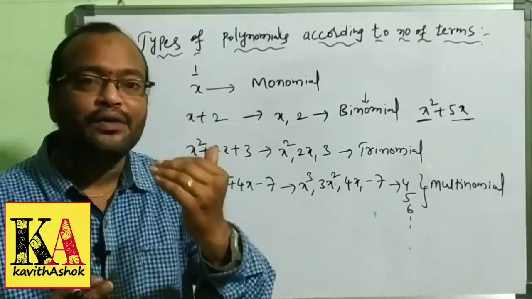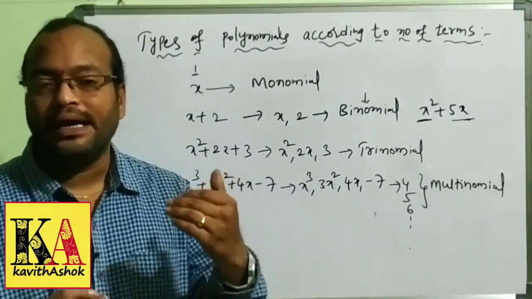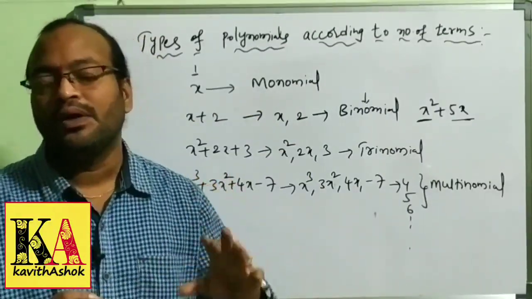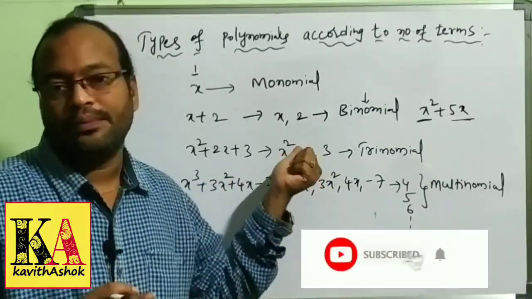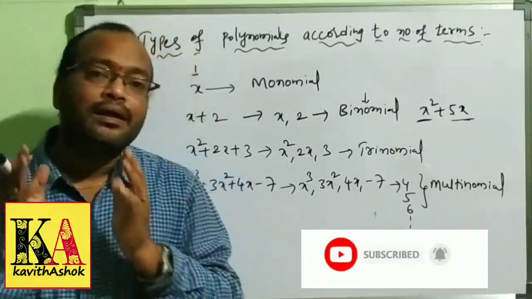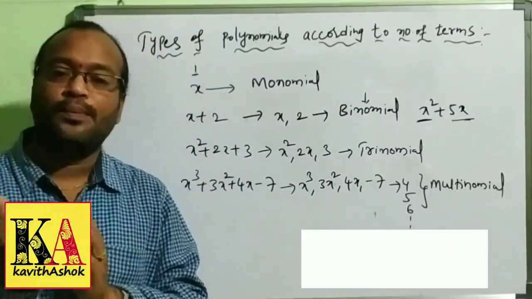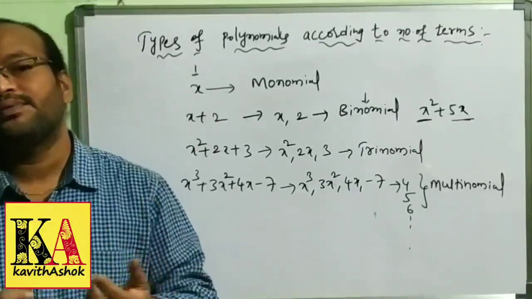So, according to the situation, sometimes we define depending upon the degree, or depending upon the number of terms, we can take multinomial, binomial, trinomial, like that. Okay. In the next class, we will discuss the zeros. What is the zero of the polynomial? What is the solution of the polynomial? In the next class, we will discuss.